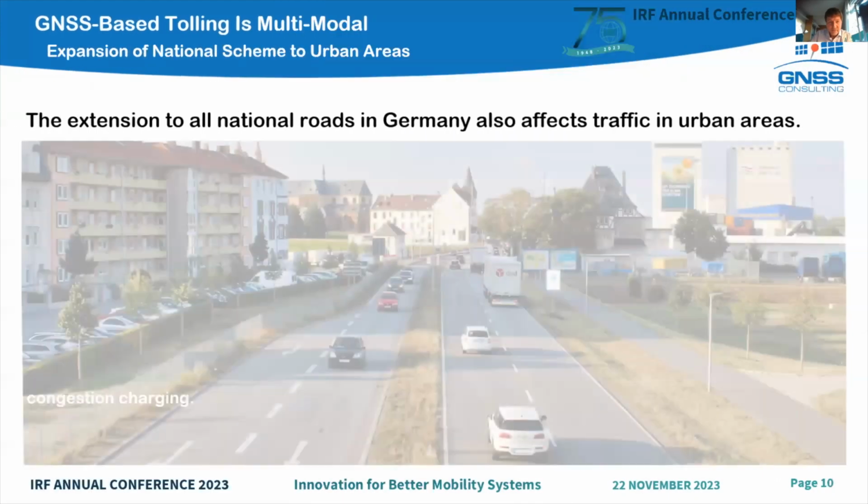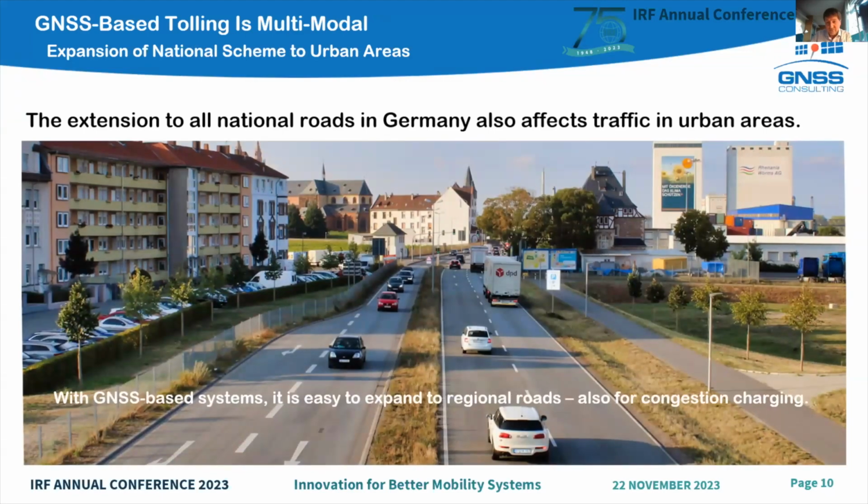So I also want to show that when the Germans expanded the network, what you see here is one of the national tolled roads going through an urban area. And as Ansgar mentioned, this can be used for congestion pricing, for example, or other ways to control the amount of traffic in urban areas to improve the flow of traffic and also maybe regulate the amount of pollution, congestion, noise, and so on. This is all easily possible using satellite positioning.